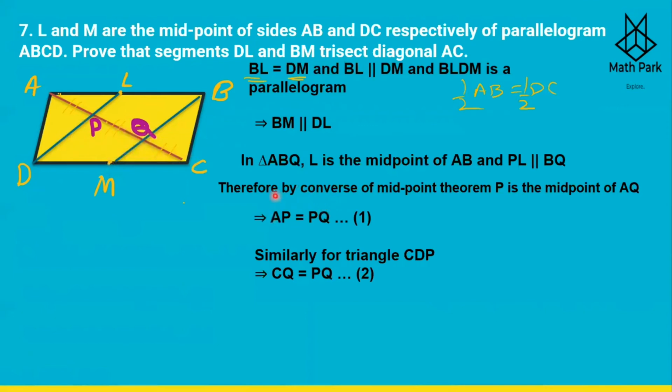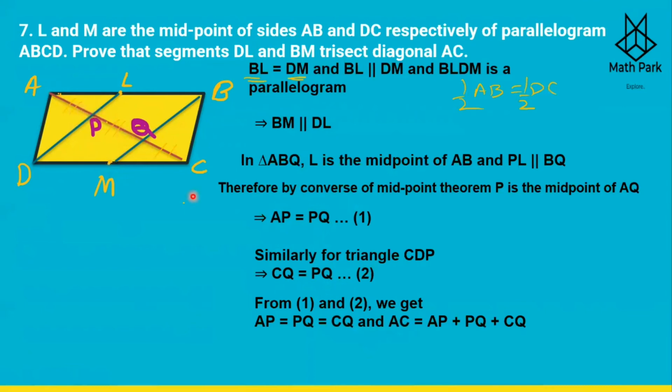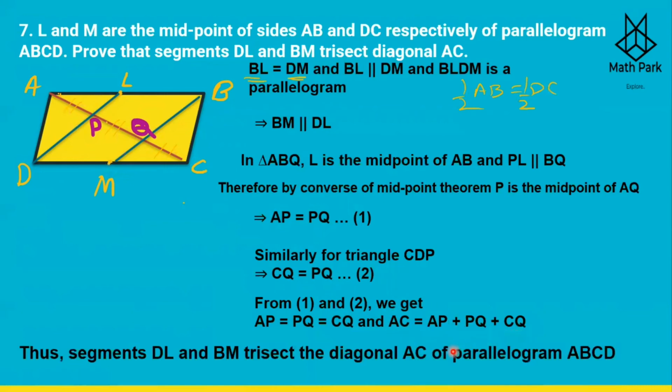From equation 1 and equation 2, both are equal to PQ. So you get AP is equal to PQ is equal to CQ. And AC is made up of all these three, so AC is equal to AP plus PQ plus CQ. That is how you can say that DL and BM trisect the diagonal AC of parallelogram ABCD. They make three equal parts of diagonal AC.